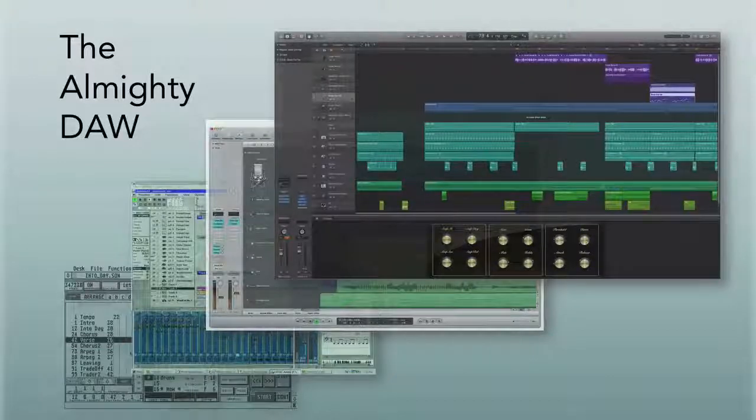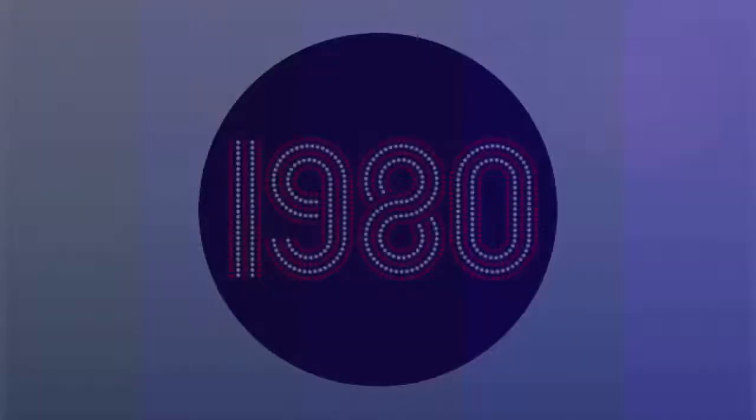Hi and welcome to a short lecture on the DAW, the Digital Audio Workstation. Actually a term that I don't think became popular until the early 2000s. To map the story of the DAW, we need to start in the late 80s. No, this is not a Stranger Things episode.